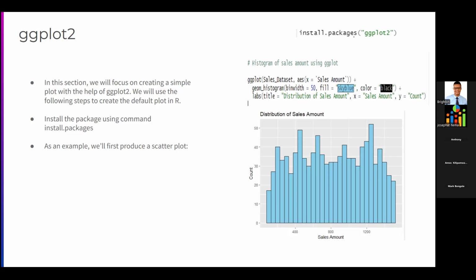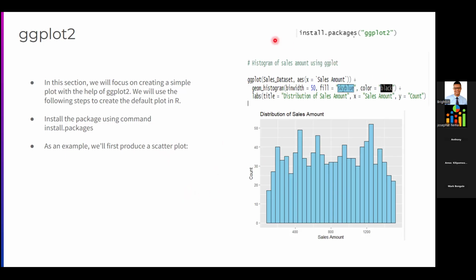If you haven't done that, I'll share with you the script for you to run and install the ggplot package. Then the first example that we are going to use is a histogram. It's an oversight here, it's not a scatter plot. We are going to check how to create a histogram using ggplot.